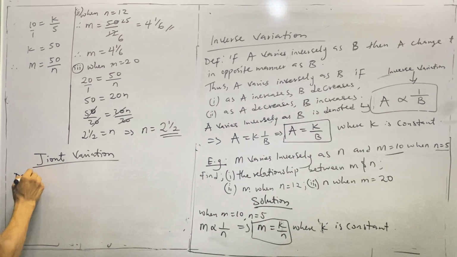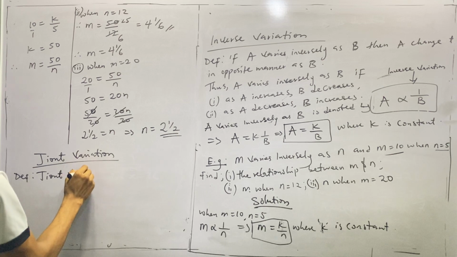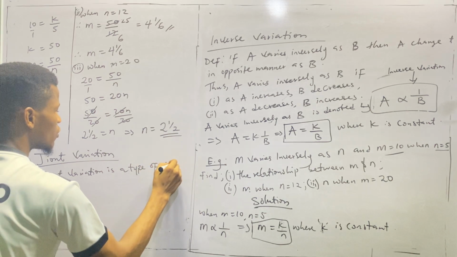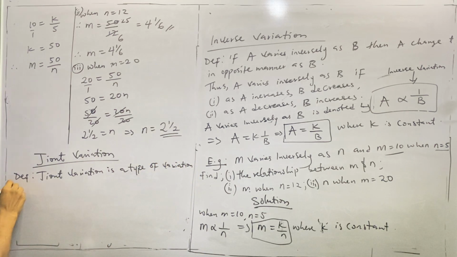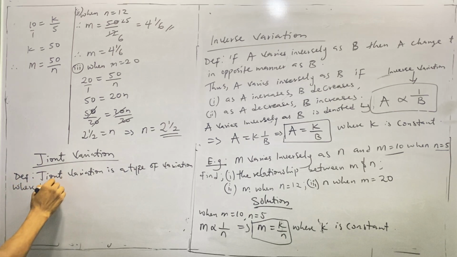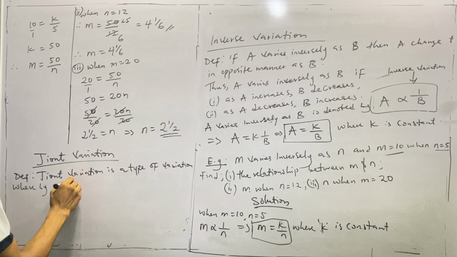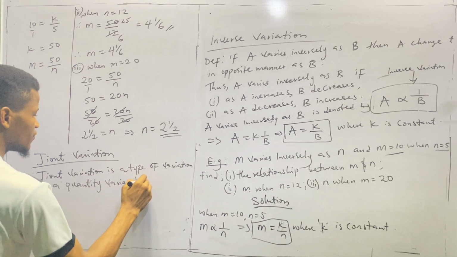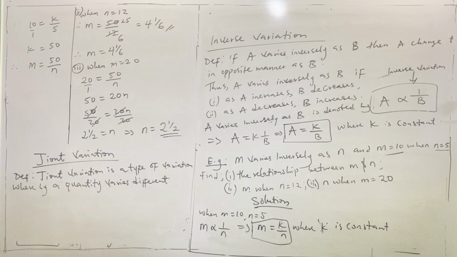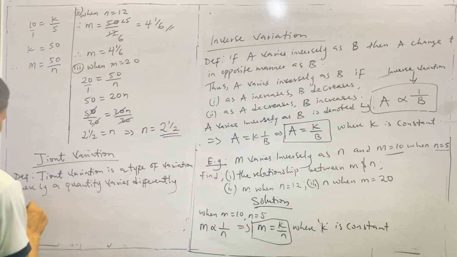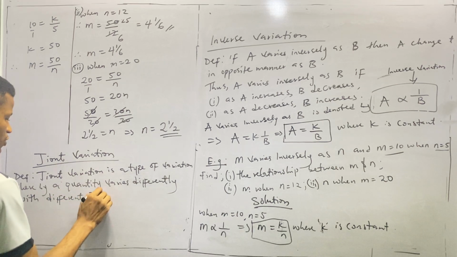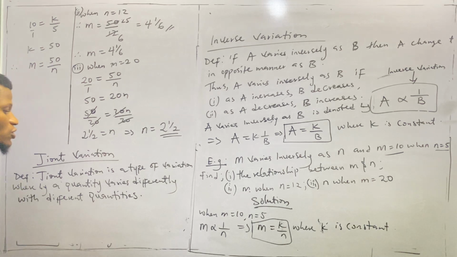Definition. Joint variation is a type of variation whereby a quantity varies differently with different quantities.